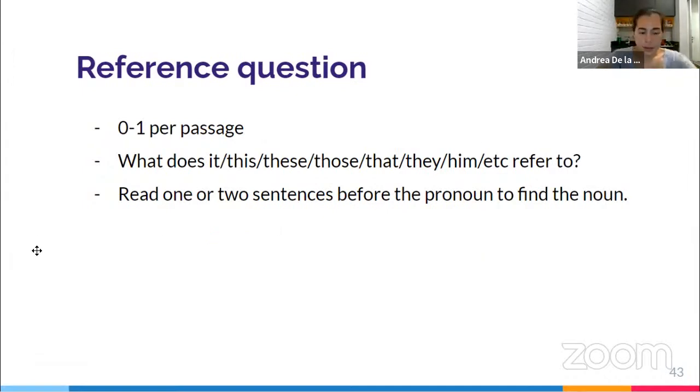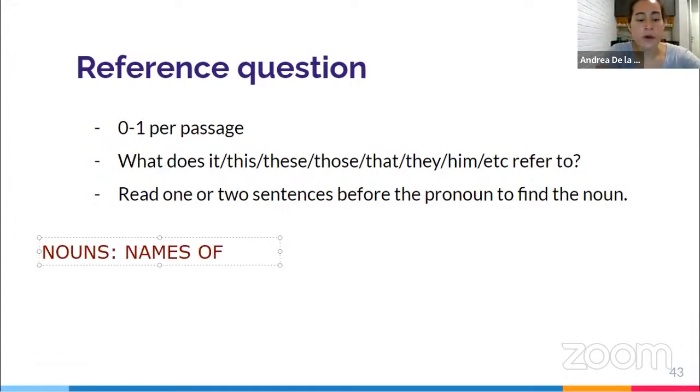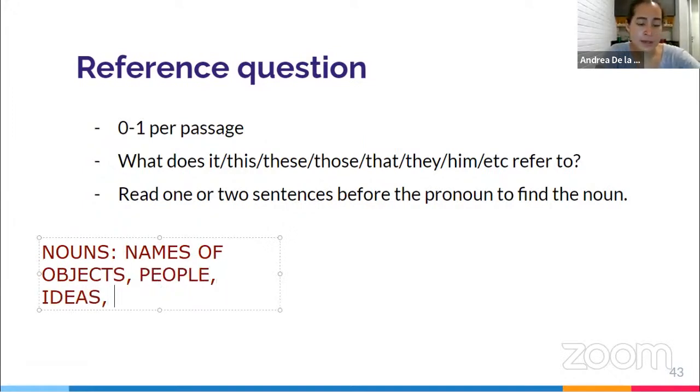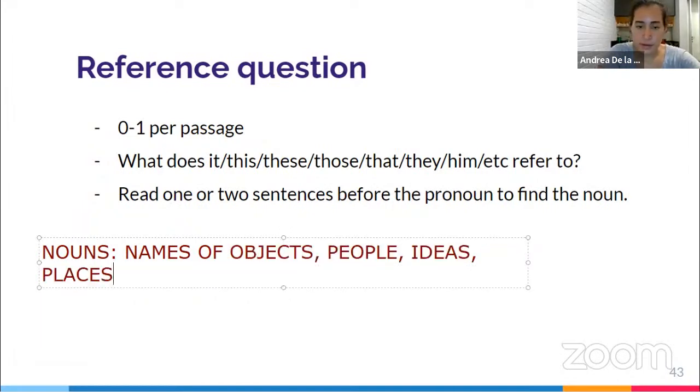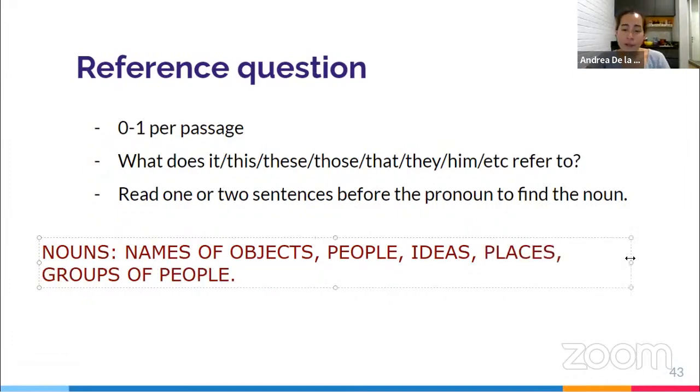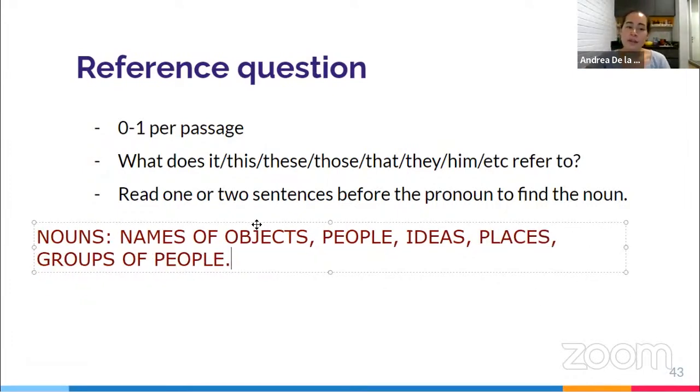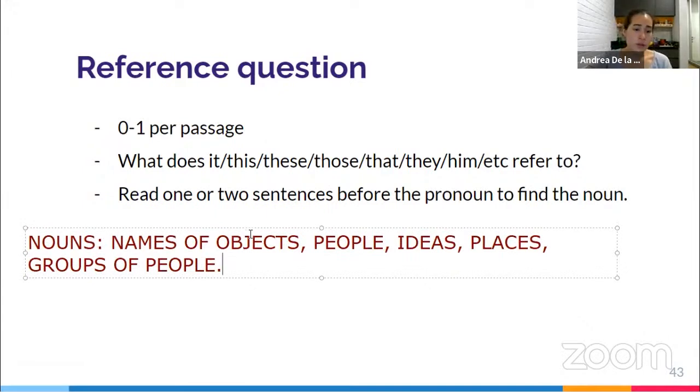So what happens? Nouns are basically the names of objects, the names of people, names of ideas, of places, of groups of people, right? Those are nouns. Basically the names of everything that are not verbs, that are not actions, and that are not describing something, right? Those are nouns.